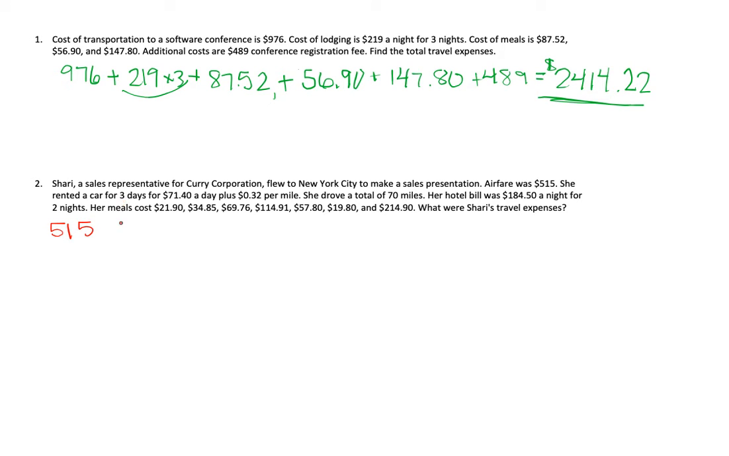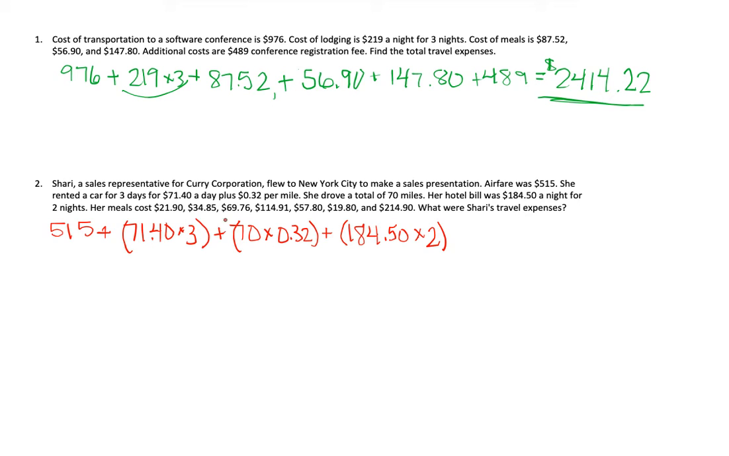She rented a car for 3 days and it cost $71.40 a day. So I'm going to write $71.40 times 3. And plus it costs 32 cents a mile. She drove a total of 70 miles, so we have to go plus 70 miles times 32 cents a mile. Then we have a hotel bill, and that was $184.50 a night for 2 nights. So I need to write that in there, $184.50 times 2.